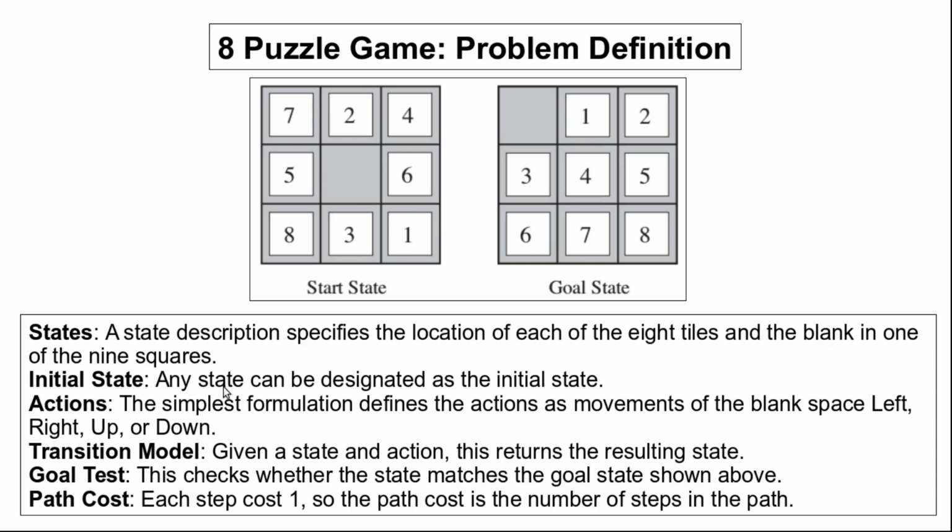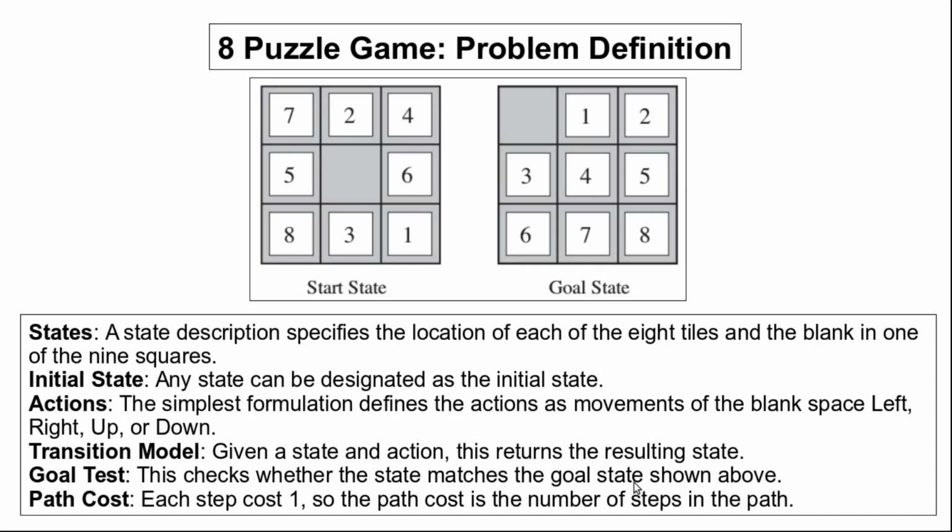The initial state: any state can be designated as the initial state. Here we may consider this is our initial state, but we may have another configuration of the tiles, and we may consider the other configuration as our starting state. Now what are the actions we can perform? As I said, you can think of the actions as the empty tile moving to the left, moving to the right, moving upwards, and moving downwards. So these are the actions that we can perform.